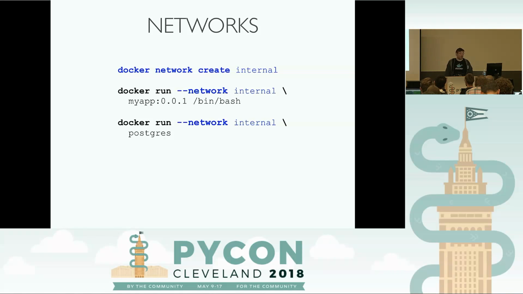So if you're using Docker by itself, you might have to run a whole bunch of these commands. You'll have to create a network, in this case we're calling it internal, and then you have to attach that network to each of your containers when you issue the docker run command. Only after doing all of that will the containers be able to communicate with each other.